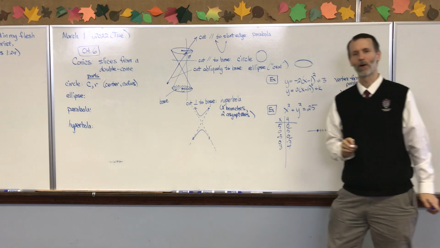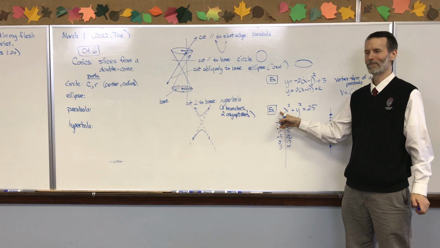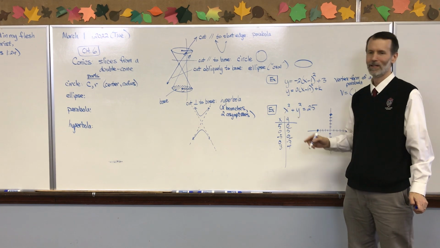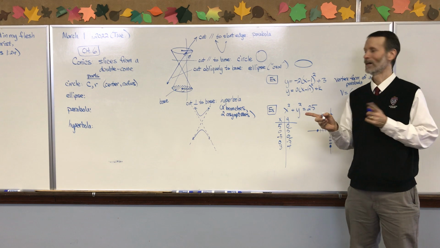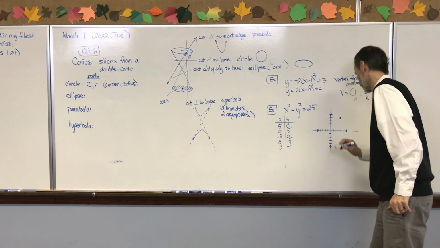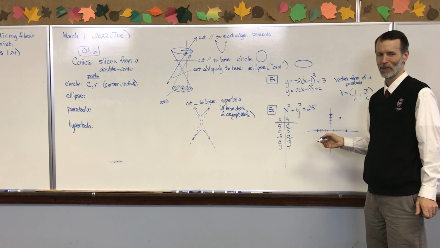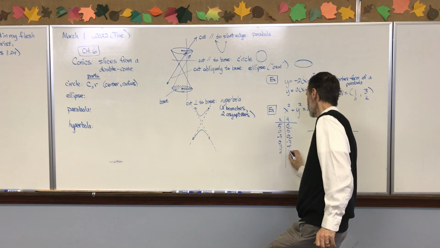3 comma 4 will work. Check it out. What's 3 squared? 9. 4 squared? 16. What's 9 plus 16? Ding, ding, ding, ding, ding. So 3 comma 4 works. I didn't draw this very well. 4 comma 3 also works.